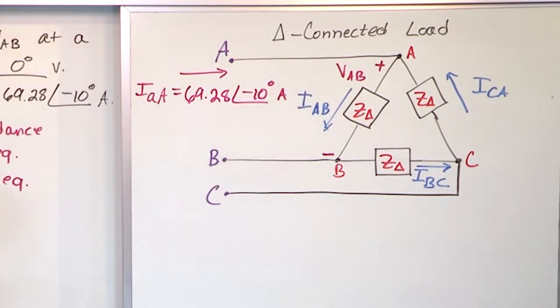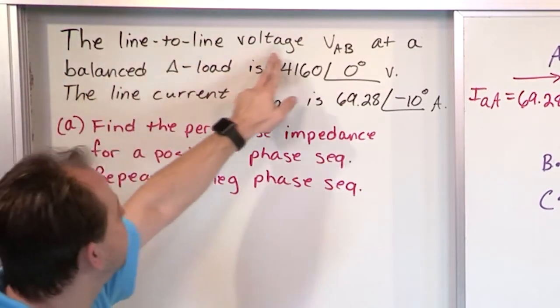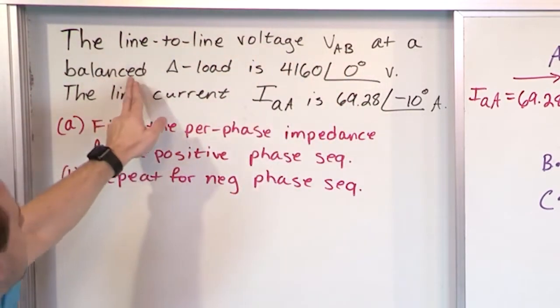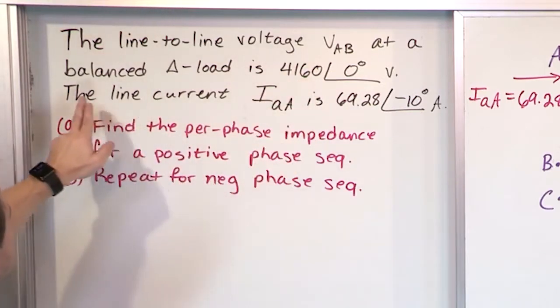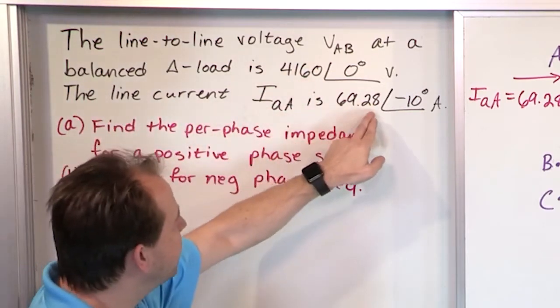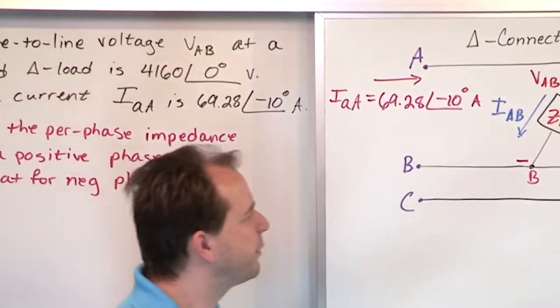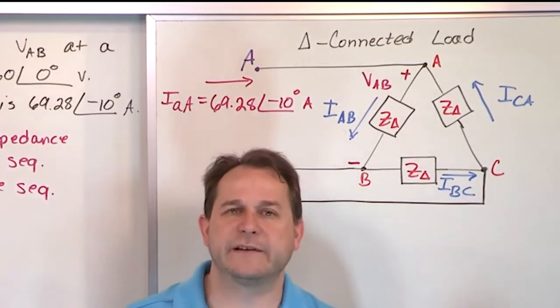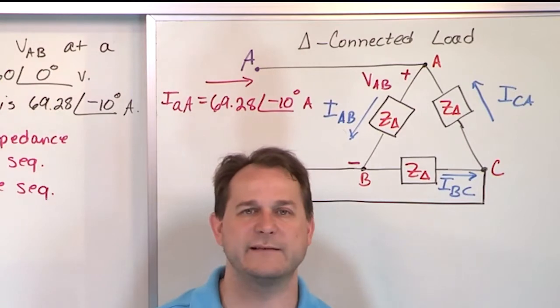And what we're asked to find, so we've deciphered almost the first part of the problem: the line-to-line voltage, VAB, that's given to us. We didn't write the number down over there, but we know where it is in the drawing. The line current IAA is given for the A phase, and then it's asking for the per phase impedance. There's nothing else given, nothing else is talked about in this problem. The line impedance, the source impedance, none of that stuff is present.